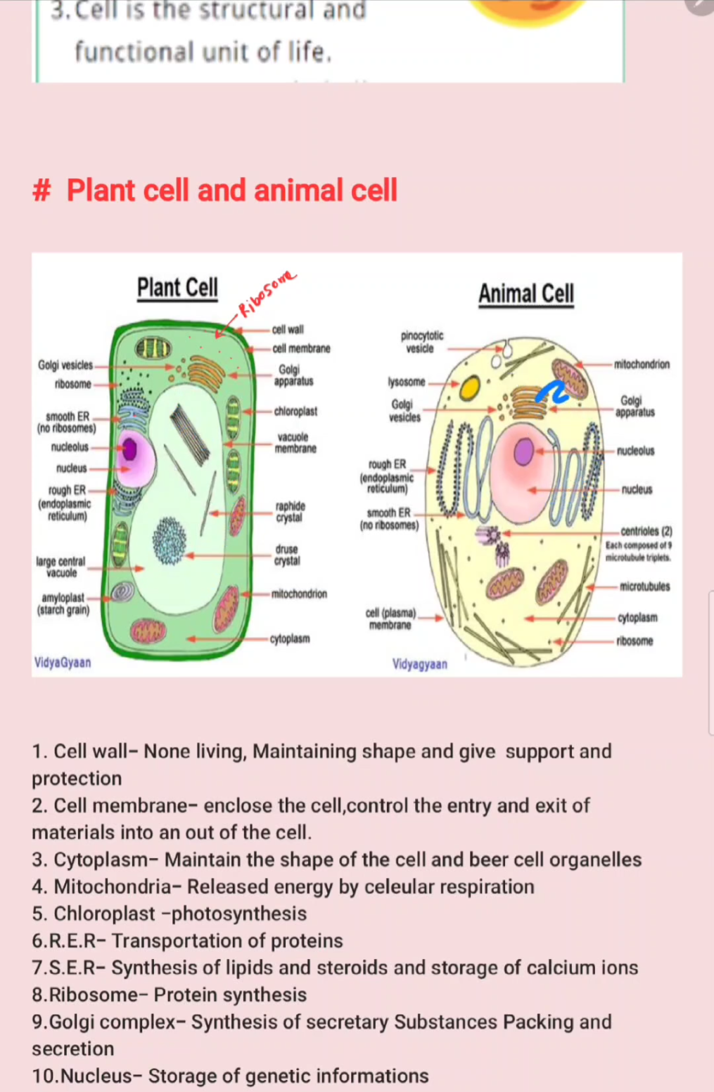But in animal cell it doesn't have a large central vacuole, and the plant cell consists chloroplast, but animal cell doesn't have chloroplast.